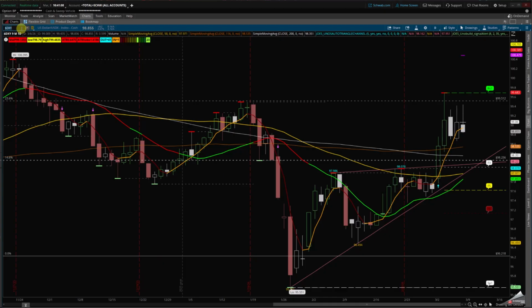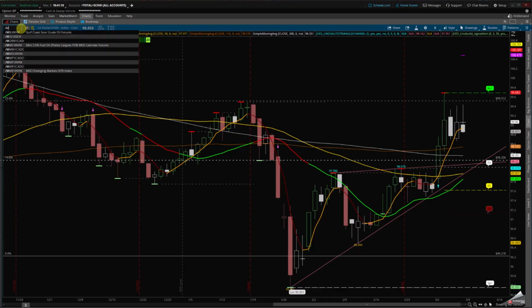Let's take a look at the small cap. I'm going to use the micro 2K since I brought it up first, and I'll come to the NASDAQ.